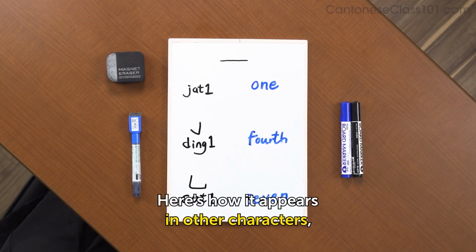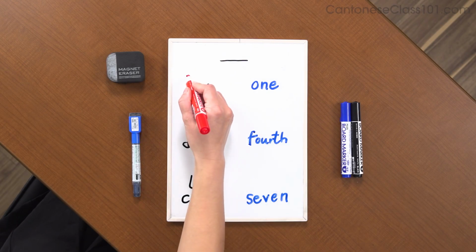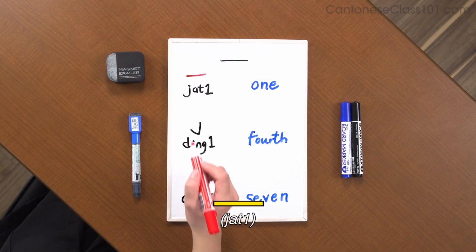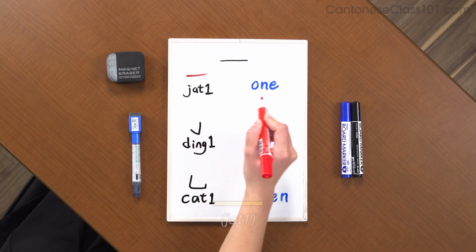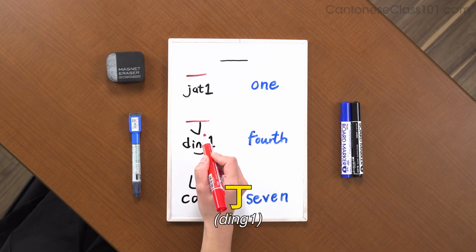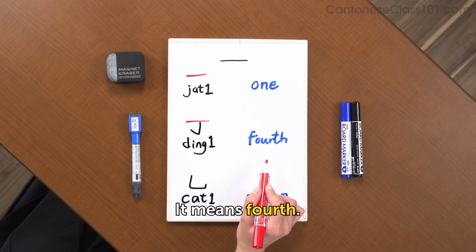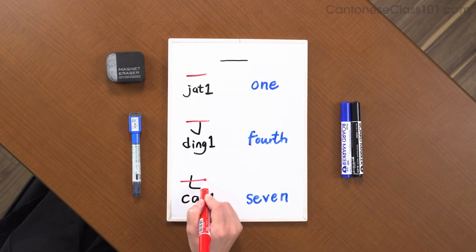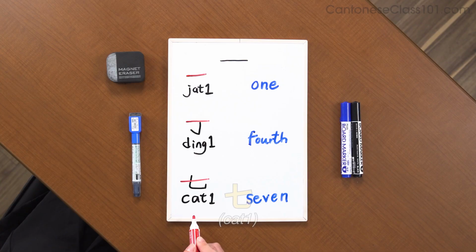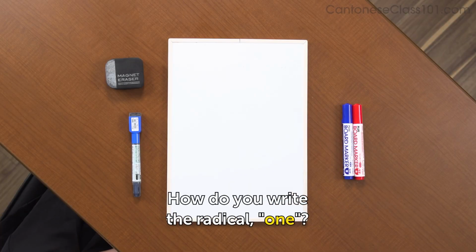Here's how it appears in other characters, serving as a radical. 一 It means 1. 丁 It means 4th. 七 It means 7. Let's review. How do you write the radical 1?